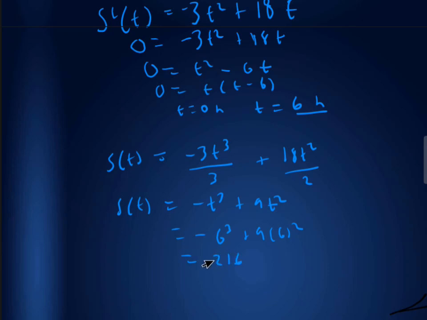Negative 216. I'm going to verify this part just now. 6 squared is 36, then times 9. It's the same as 360 minus 36. Yeah, so it's going to be 324. I'm going to verify this. I'm just playing around with this stuff. So 324. Let me just check it out.